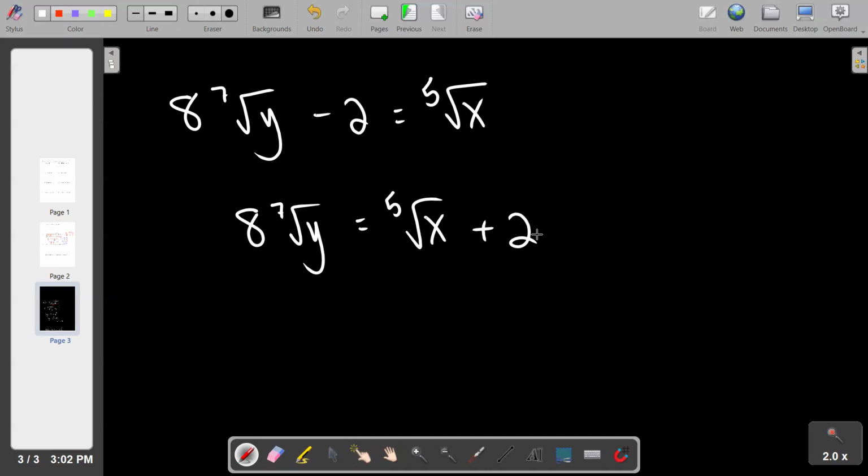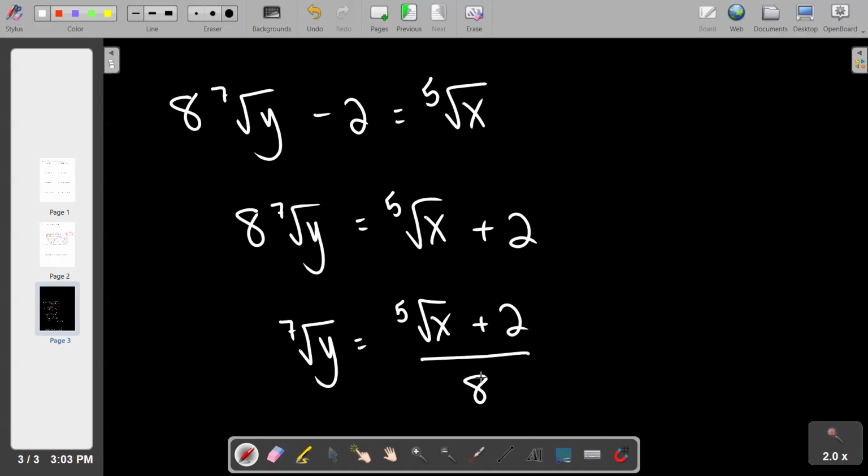Next step, divide by 8, and we're left with the seventh root of y is equal to the fifth root of x plus 2, all quantity divided by 8. Can you imagine looking at something like this years ago and you just say, oh my God, that looks so hard? And then you realize we're just moving stuff around. We're just doing and undoing things.